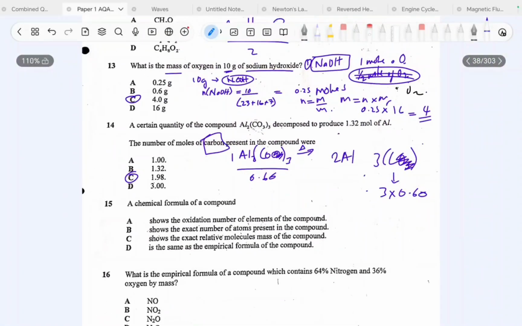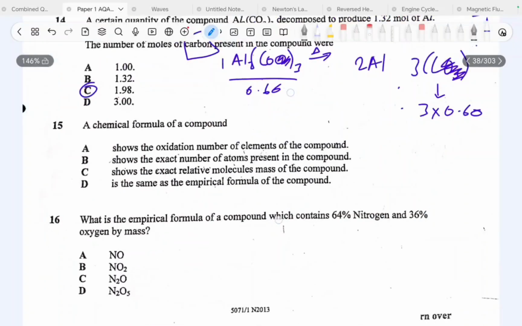If you see numerous questions that are asking you about mass, always go straight via the number of moles. Simple. Go via the number of moles. You always are close to the answer if you do moles.